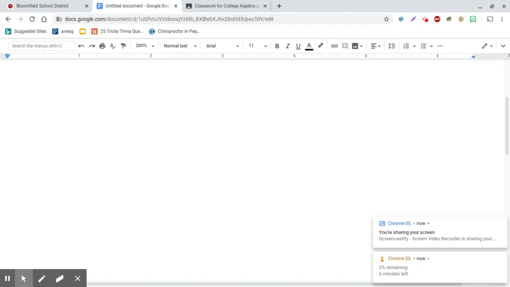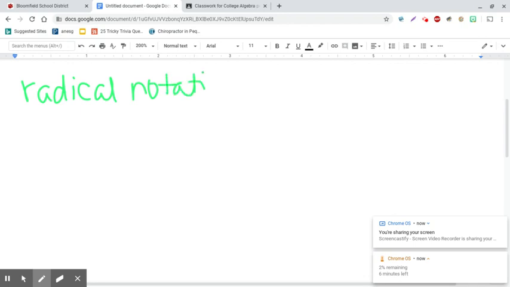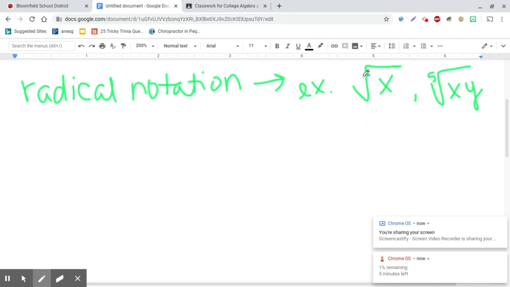Okay. What we're gonna do is we have something called radical notation. All right, radical notation. Now, guys, radical notation just means it's in radical form. Okay, an example of that would be square root of x, the fifth root of xy. All of those are in radical form. Radical notation, bam, done, easy.